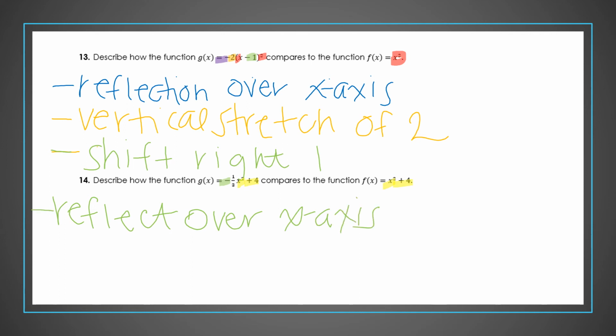The 1/3, if you multiply by 1/3, what's going to happen is it's going to get smaller or wider looking. Essentially, it is a vertical compression. So the 1/3 will vertically compress the parabola.